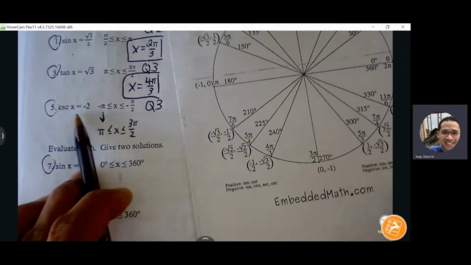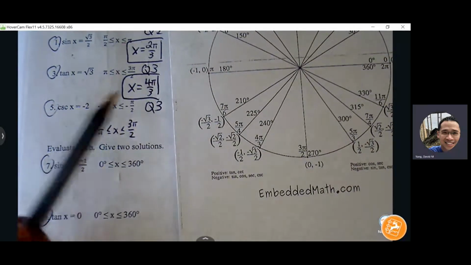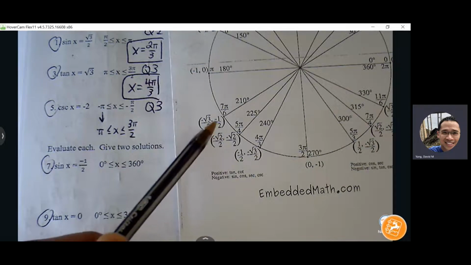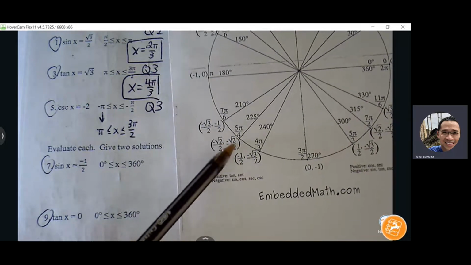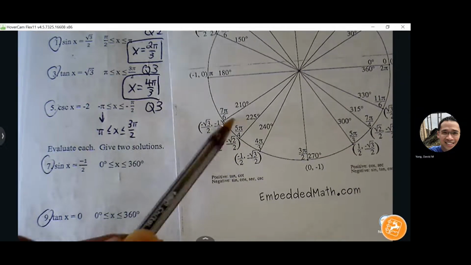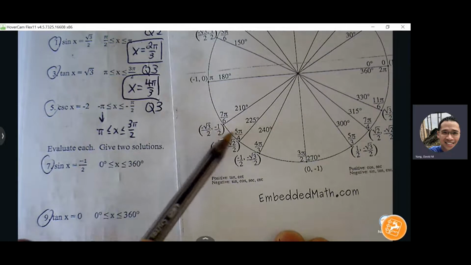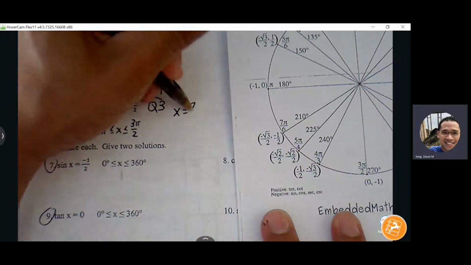Okay, cosecant is related to the what? Sine, which is the y value. So which of these y values, if I flip it, will give me a -2? 7 pi over 6, right? So I say x equals 7 pi over 6.